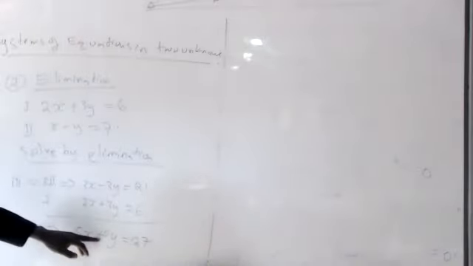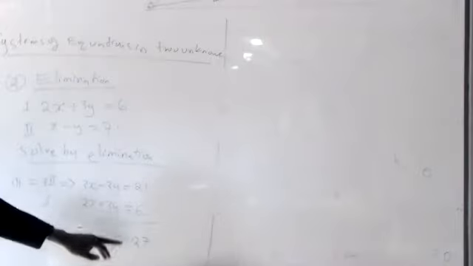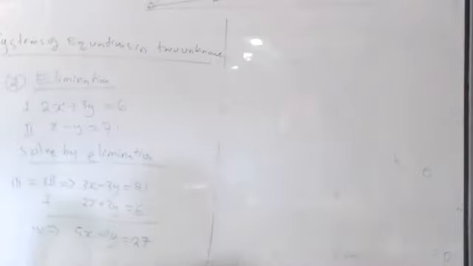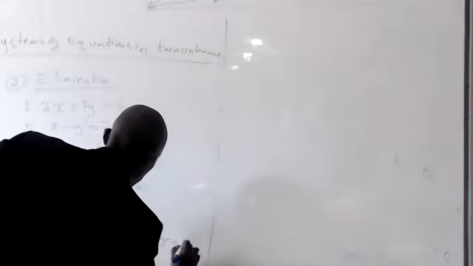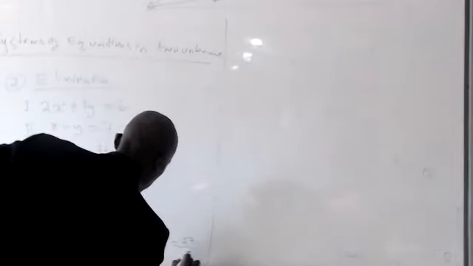So 3 plus 2 is 5. Minus 3 plus 3 is 0. 21 plus 6 is 27. Okay, so this means that x is going to be 27 divided by 5.